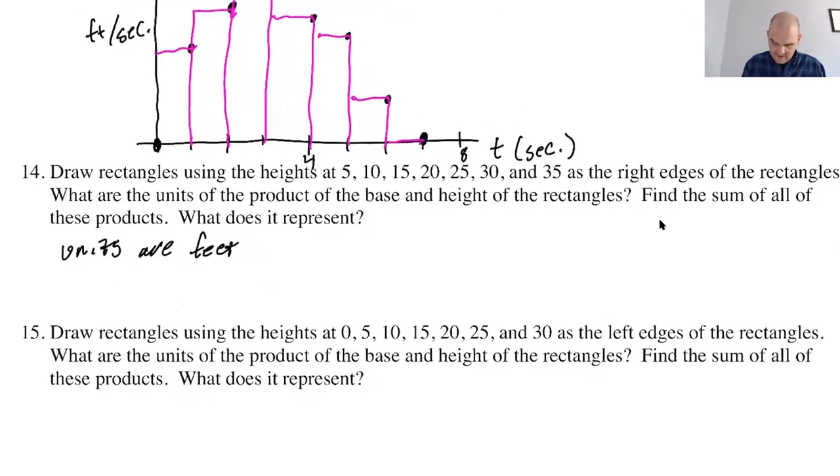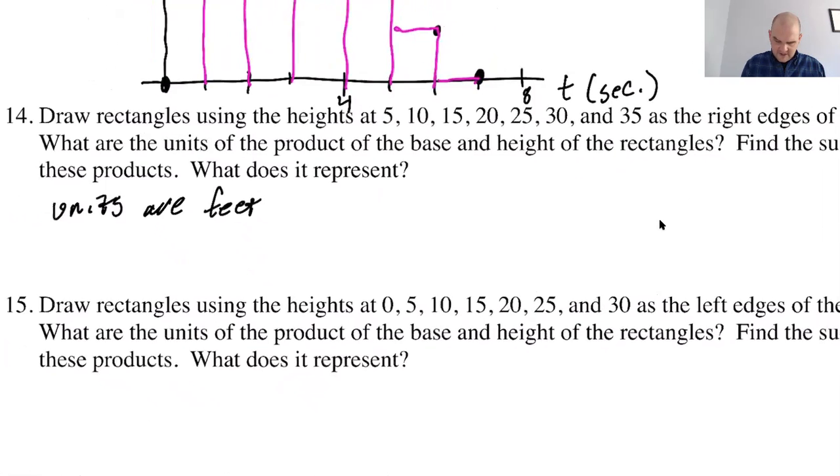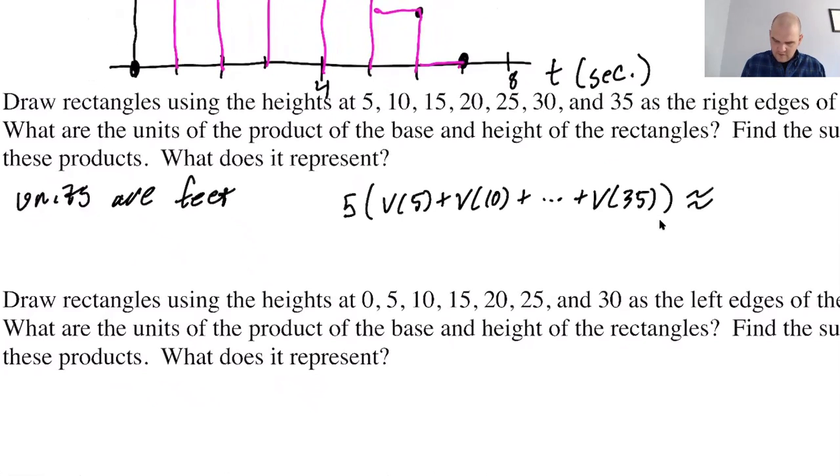So how can I write this? So the sum, well, let's find the sum. All of them have a base of 5, which is kind of like our delta x. And then we're going to do v of 5 plus v of 10 plus, and so on, plus v of 35. Okay, that's going to be approximate.